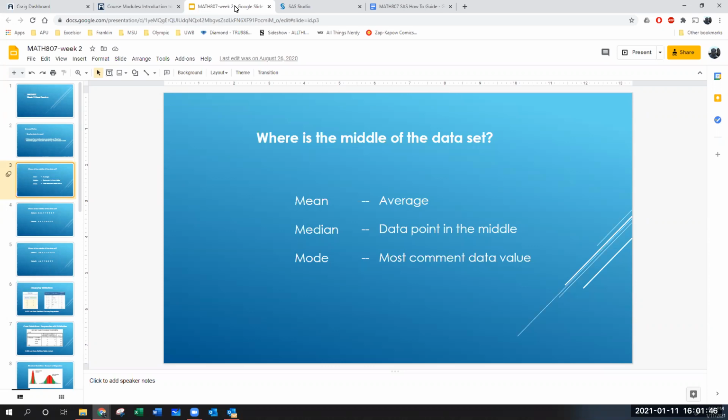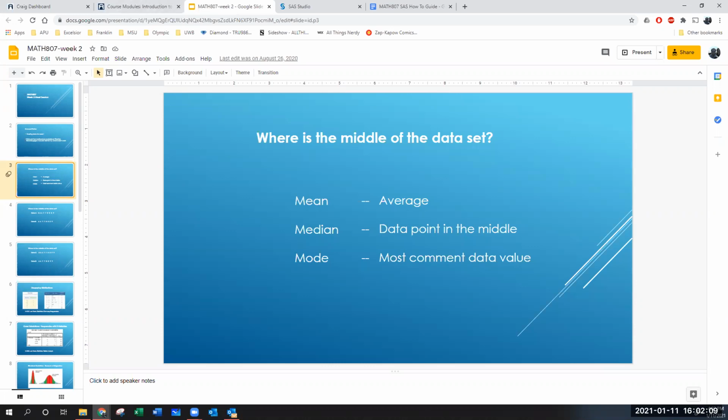It's just the middle of your data, and you have to obviously first sort your data from smallest to biggest, and then you find the number that is literally in the middle of your data, right? Half of the values above, half of the values below, and that's your median. And then the mode is just the most common data value. And just realize that there can be more than one mode. It's the only one of these three that can have multiple answers.